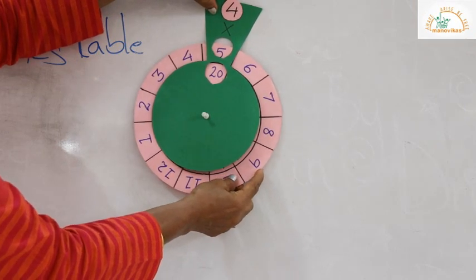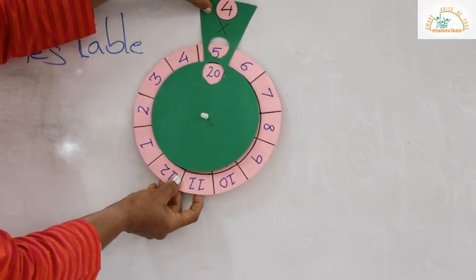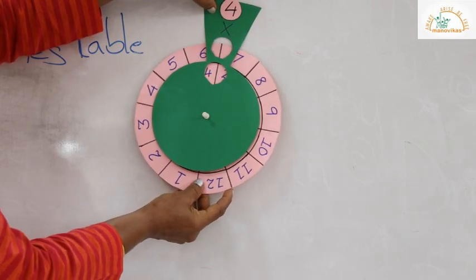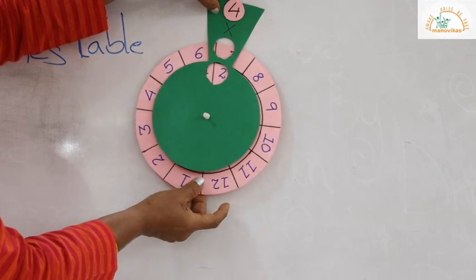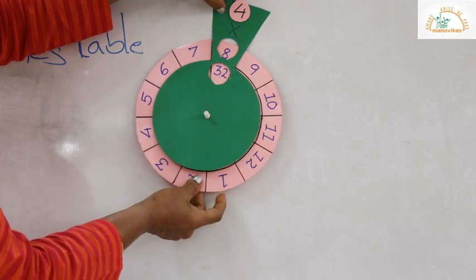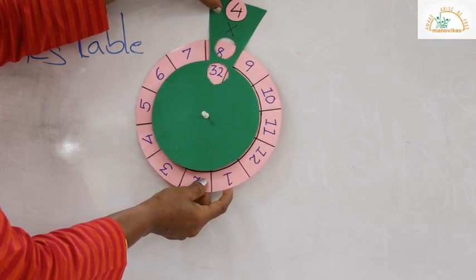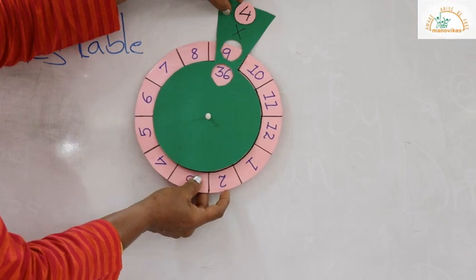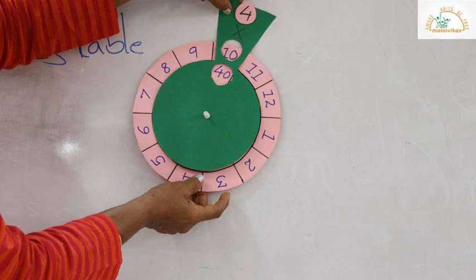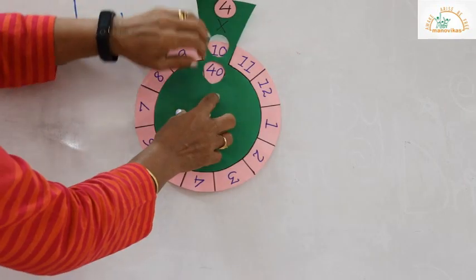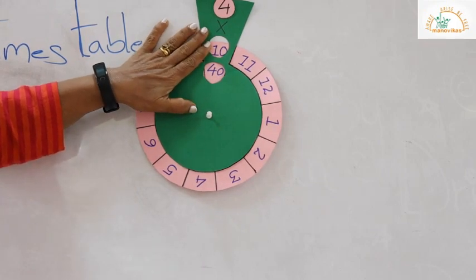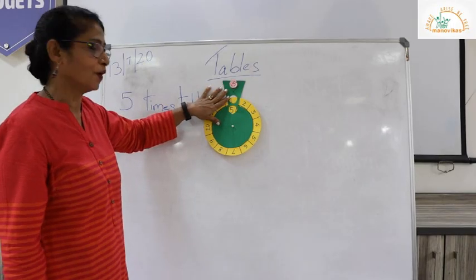4 fives are 20. 4 sixes are 24. 4 sevens are 28. 4 eights are 32. 4 nines are 36. 4 tens are 40. So, did you get it now? Do the 4 times table. We have just finished with the table of 4.